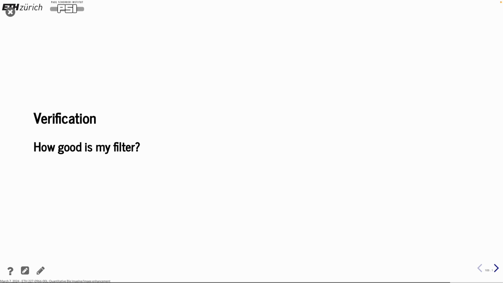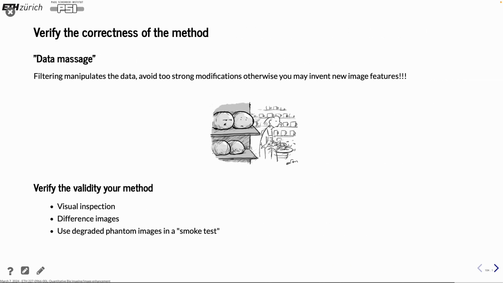Finally, the verification. How good is my filter? Because when you apply a filter, you do a modification to your images. And there you need to specify, or at least quantify, how much you change it. And my former boss was always asking, can you trust this data massage? You modify the data until it looks like what you want. And sometimes when you apply too strong filters, you actually can modify the images beyond recognition completely.